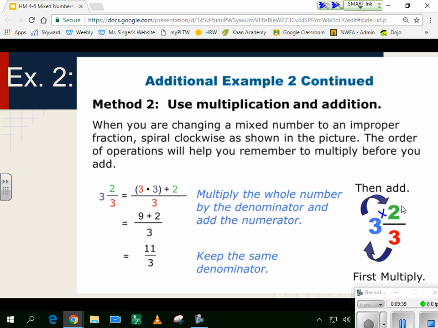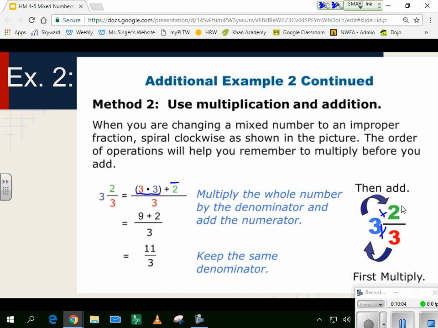Or I'm sorry, I did that in the backward order. First thing you want to do is multiply the denominator and the whole number, 3 times 3. Then you add the numerator. So here's what it looks like. If we have the numerator and the denominator is 3 times 3, you get 9, then add 2 to that. 9 plus 2 gives you 11.